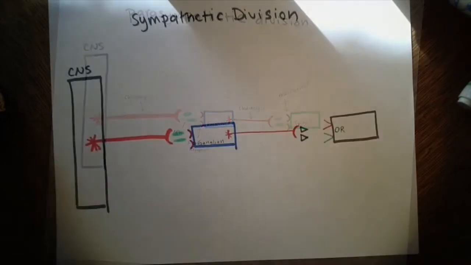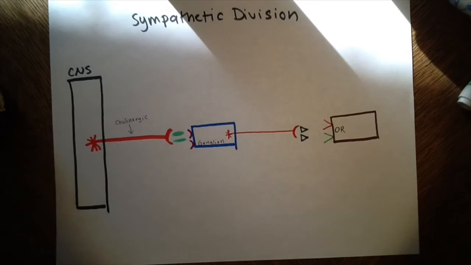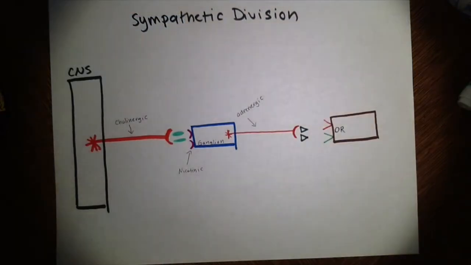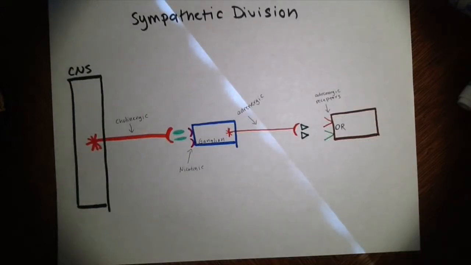Alright, in the sympathetic pathway, the preganglionic neuron is also cholinergic. The receptors are also nicotinic. The difference is in the postganglionic neuron. In the sympathetic division, it is adrenergic. It releases the neurotransmitter norepinephrine. The targets are the adrenergic receptors, either alpha or beta. The effect depends on which one.